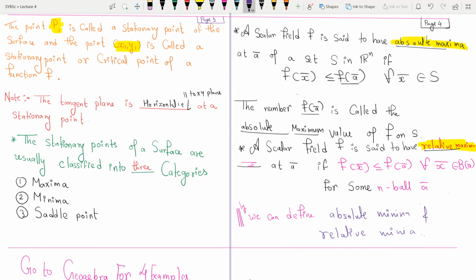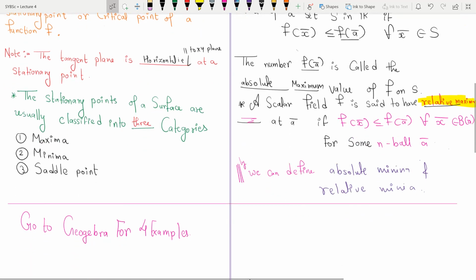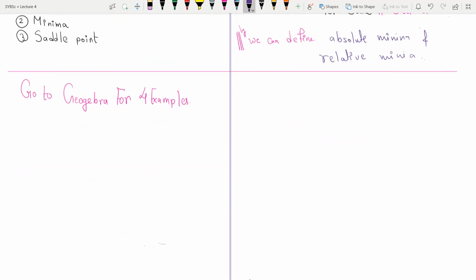Clearly students can guess what a saddle point should be. We already discussed maxima and minima, so a point which is neither maxima nor minima, such a kind of stationary point, will be called a saddle point. Okay, so let me write the definition, then I will show you four examples graphically. But before that, let me write the definition of a saddle point. I'll write in detail because the saddle point is really important.